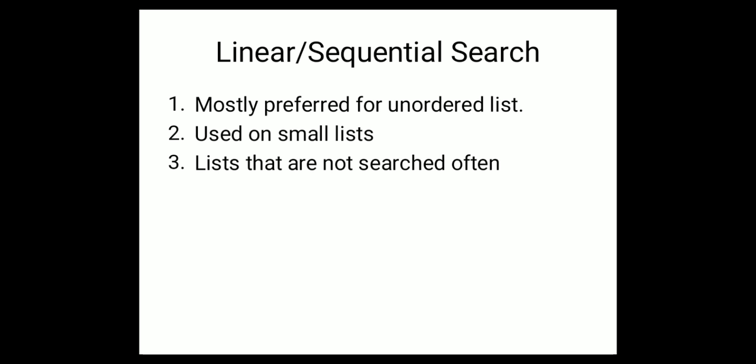So we'll see on what kind of list linear search is generally performed. Linear search is generally performed on an ordered list as well as on an unordered list. But preferably we perform linear search on an unordered list, in the sense of an unsorted list. And it is generally used on small lists, say less than 50 elements, and on lists that are not searched often.